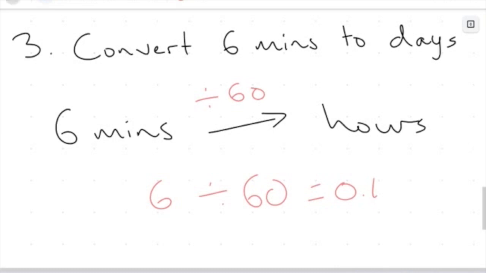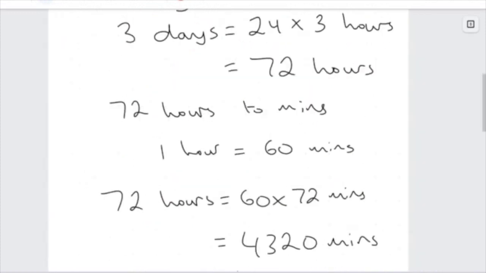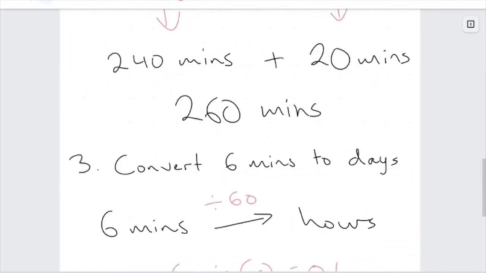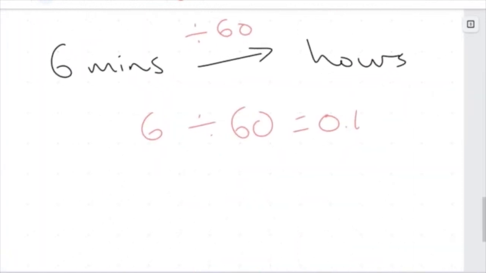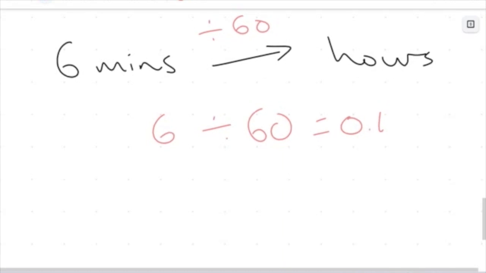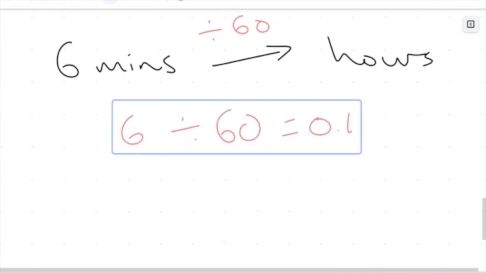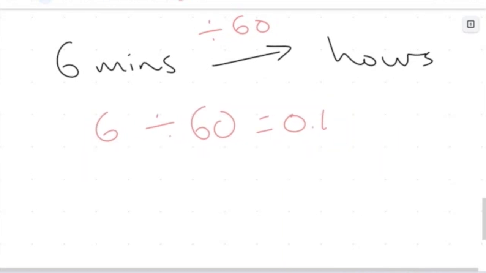So when I divide 6 by 60, I'm going to get 0.1 hours. Whoops. Sorry about that. Just bear with me, guys. We're almost done. Just want to do these examples just to give you an idea of going both ways. So I have 0.1 hours.